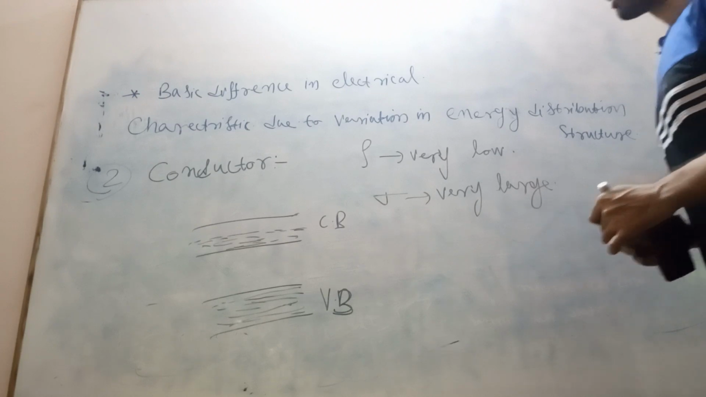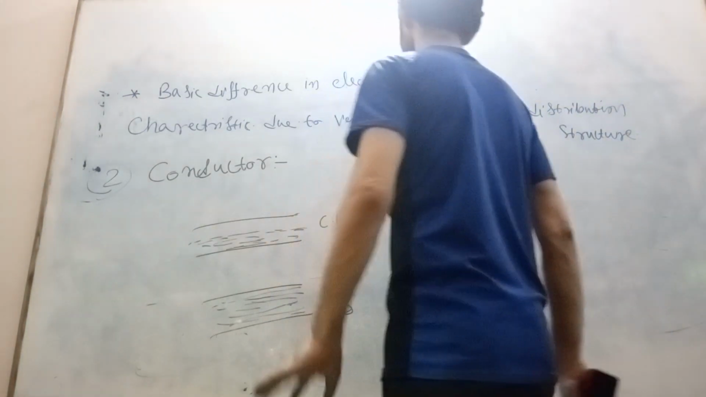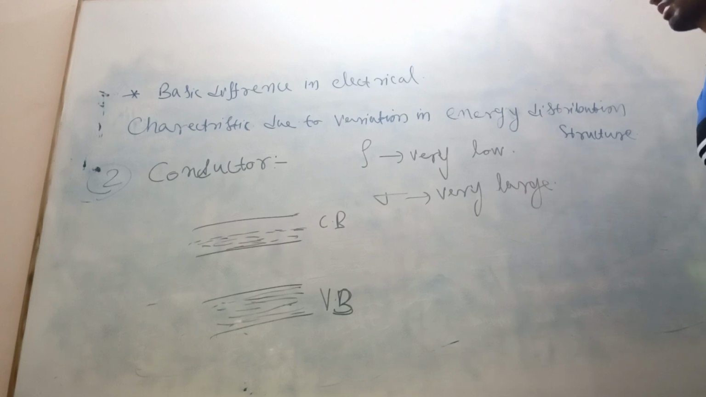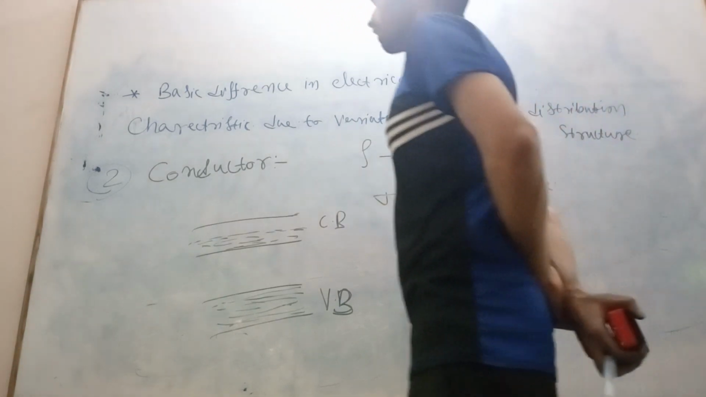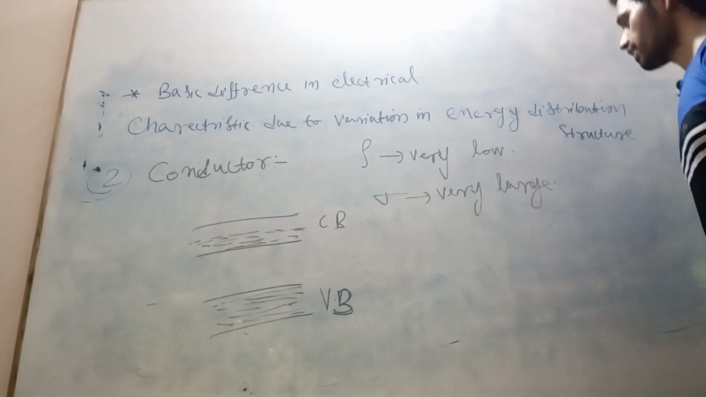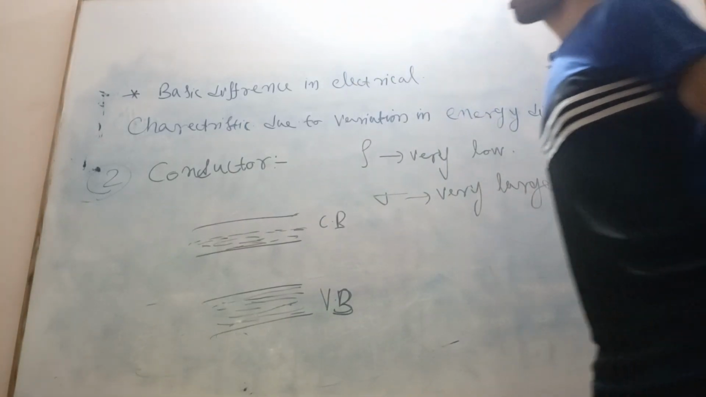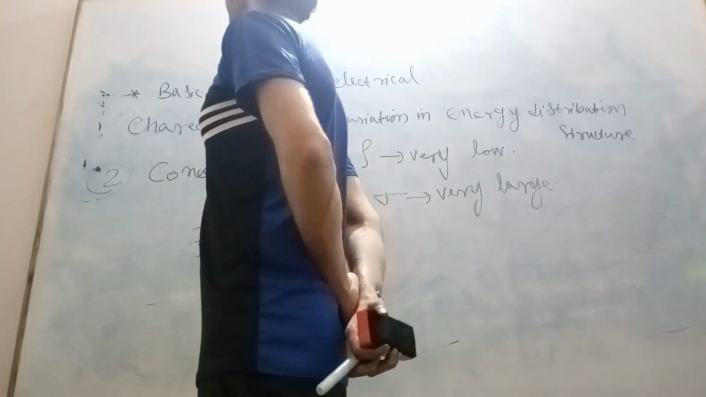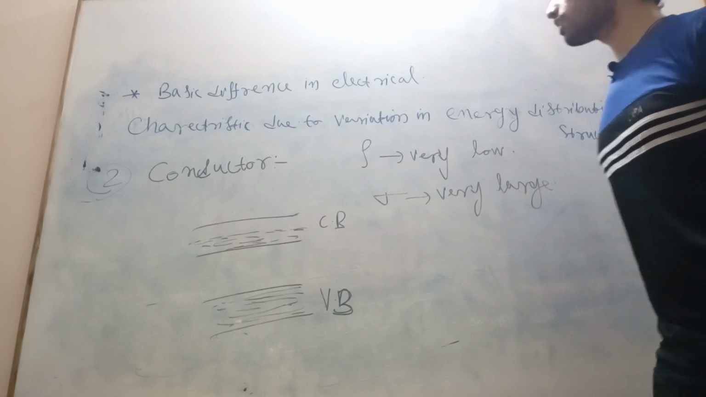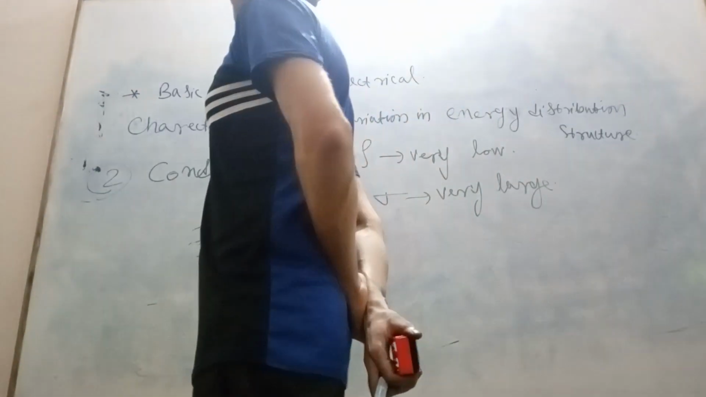Therefore, there does not exist any energy band gap. This is about the conductor. A conductor has a lot of free electrons, and its conductivity is very large. This is all about the difference in the electrical characteristics of these materials: insulator, semiconductor, and conductor.